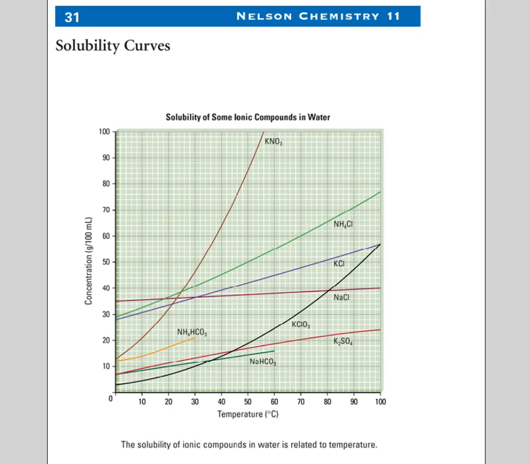Hi class. In this lesson we're going to look at solubility. Here's a solubility graph which shows about 8 compounds and their solubilities in water at different temperatures. Immediately you'll notice that some of the curves are a little steeper than others, and some of them reach sort of an endpoint early on in the graph. So we're just going to explore this a little bit as we go through the note.